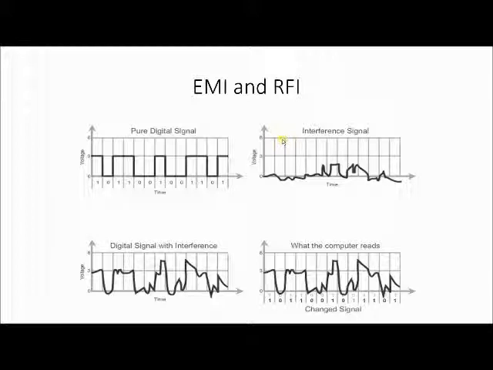As we can see in the image, there's the pure digital signal, the interference signal, and then the combined one. And as we can see in what the computer reads, where it should be a 0, it's a 1. So that's what the interferences caused, to not put the signal as it should be.